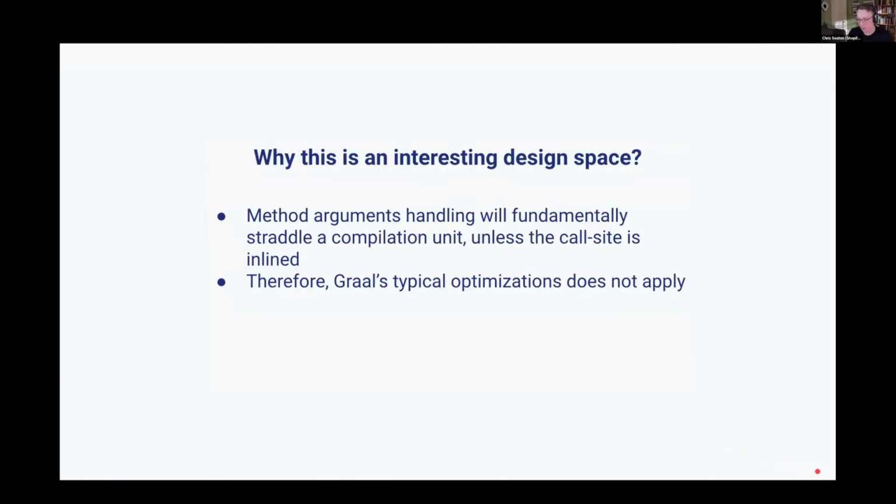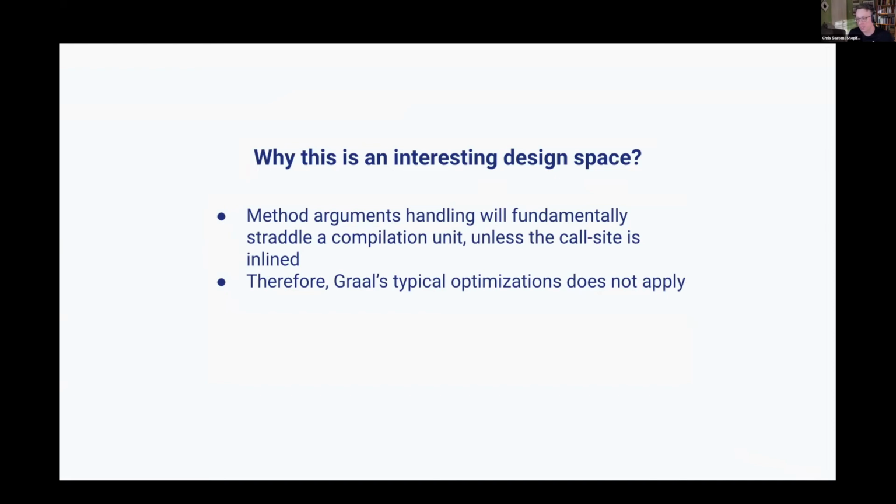As I've alluded to before, optimizing method arguments is an interesting design space because fundamentally they straddle a compilation unit, unless the call site is inlined, and we can't inline all call sites. We can't rely on that. So normal optimizations where Graal is extremely effective don't apply to method arguments.